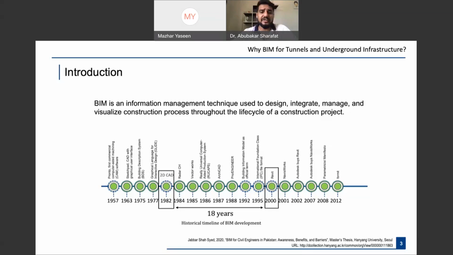BIM applications. We're talking about BIM, and you can see the historical timeline of BIM development. As you can see, in 1982 we had the first 2D CAD drawing. Then there was development over the years, and we had Revit in 2000, and work started on 3D modeling. But today we have a lot of BIM software. We have AutoCAD and other vendors' software available for developing information modeling and data informatics related to construction engineering.